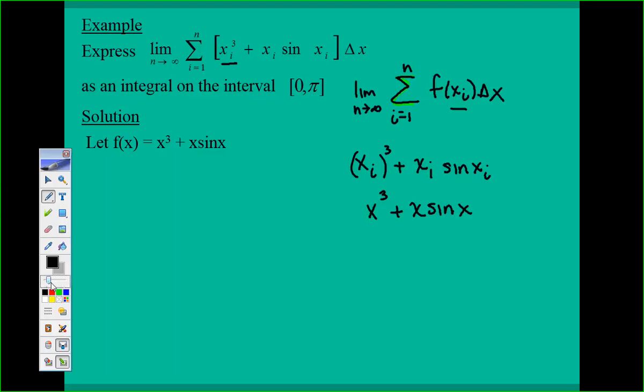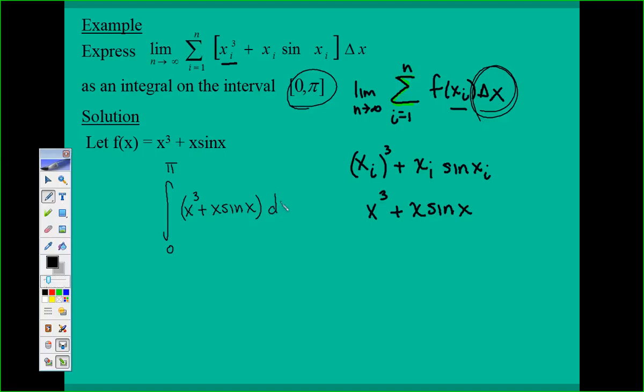Okay, if we're going to write this as an integral, we need our function and we need the interval. Well, we can see that the interval is right here. So we would have our integral from 0 to pi, and our function is x cubed plus x times the sine of x. And then here, remember, our delta x is the width.